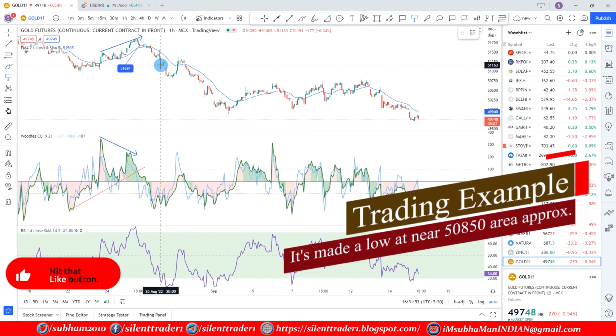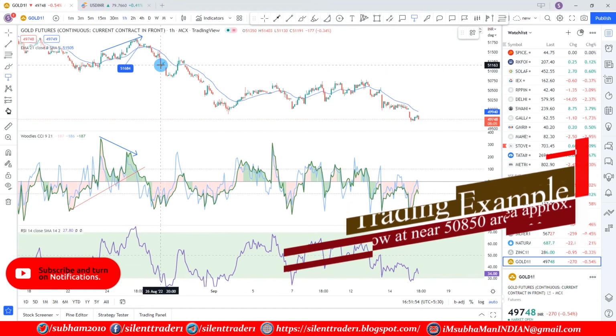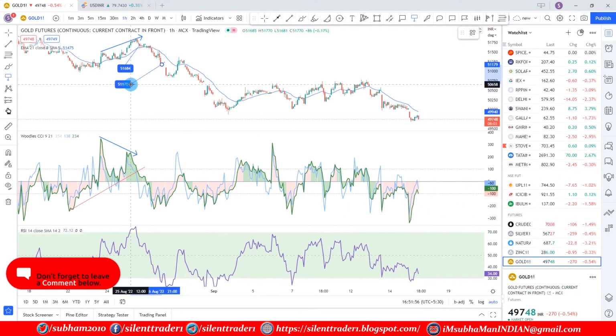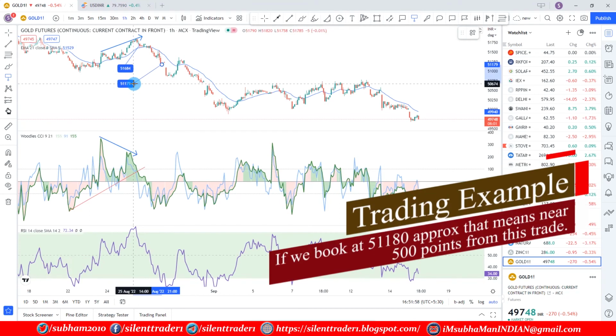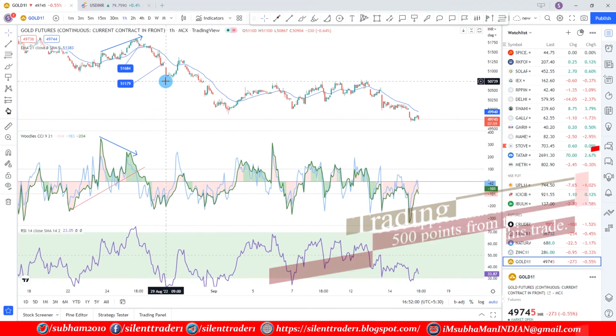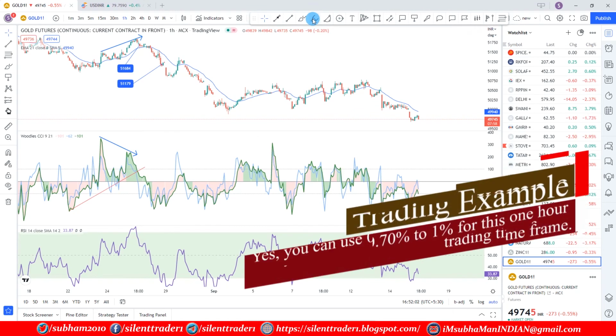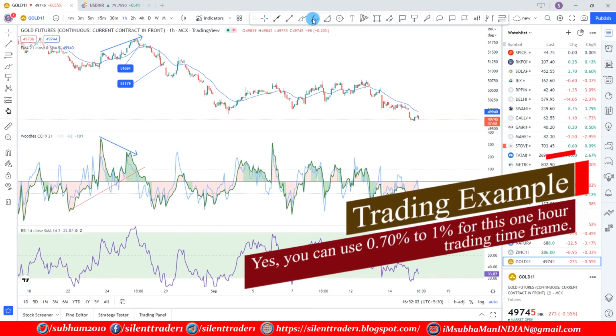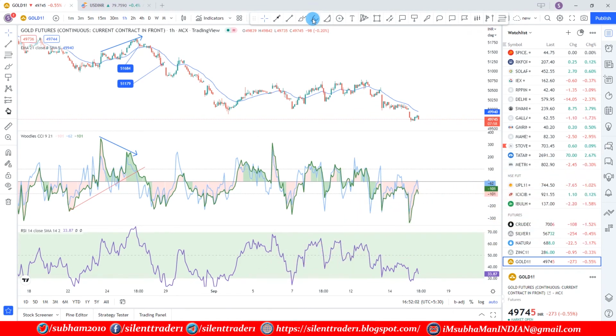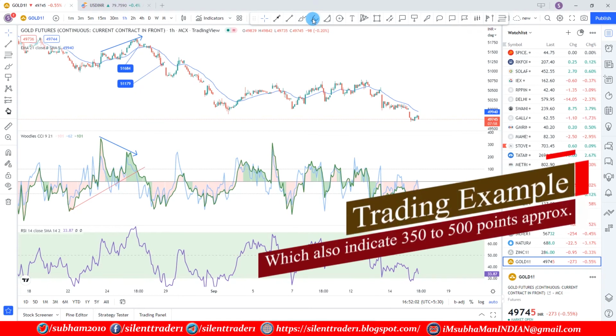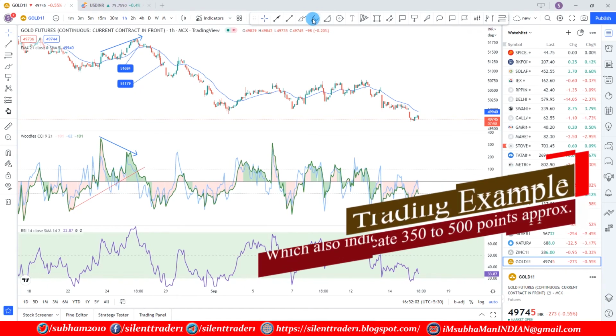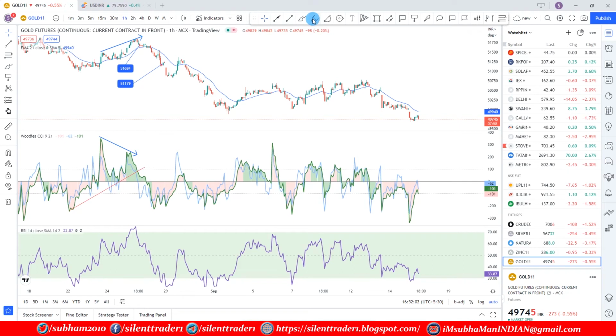It made a low near the 50850 area approximately. If we book at 51180 approximately, that means near 500 points from this trade. Yes, you can use 0.7% to 1% for this 1 hour trading time frame, which also indicates 350 to 500 points approximately. Now back to the chart again.